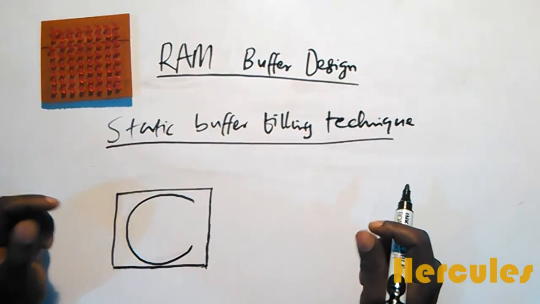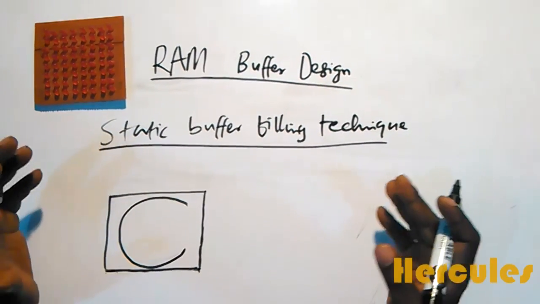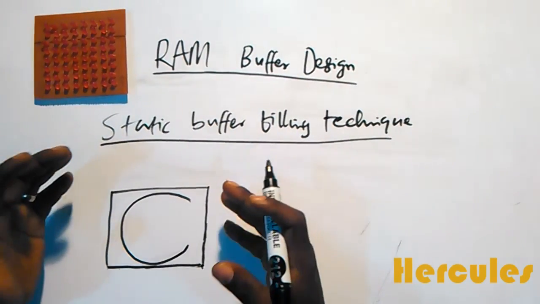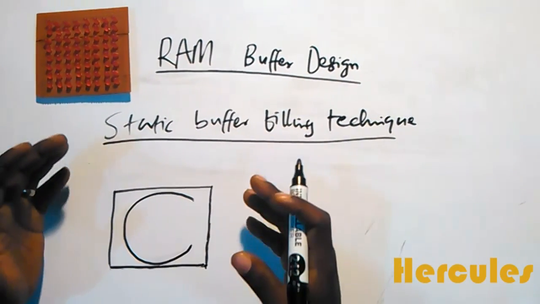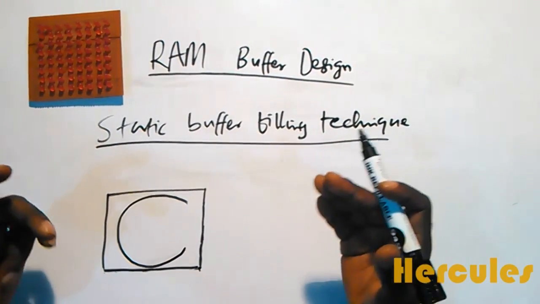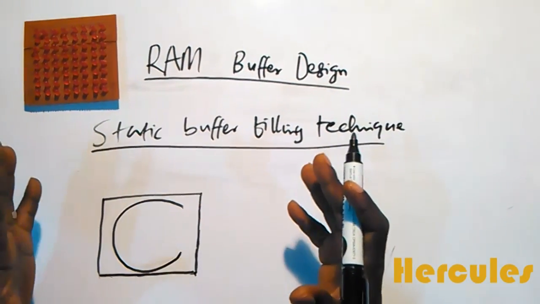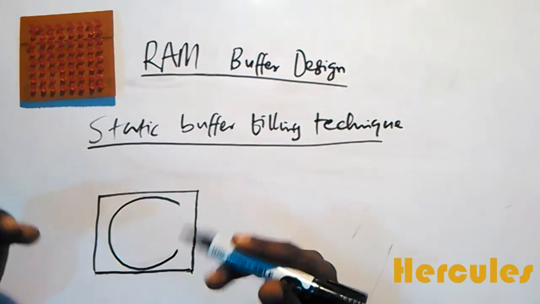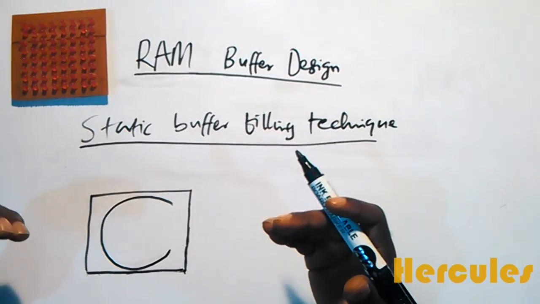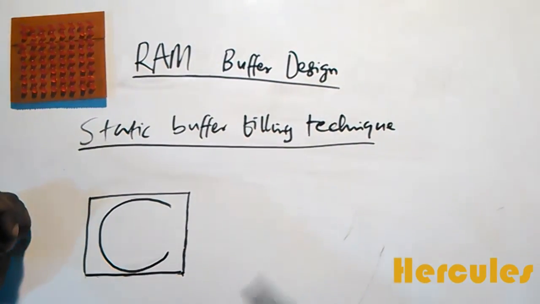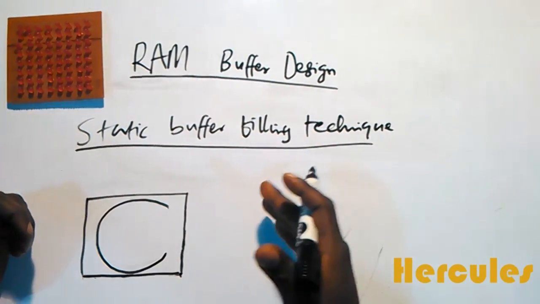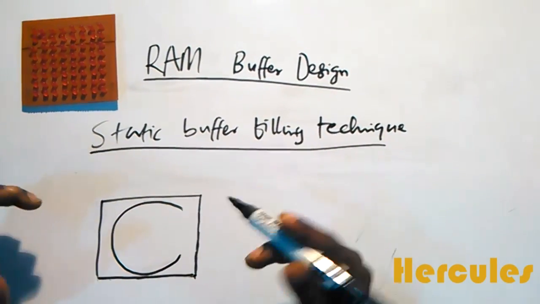Alright, so in understanding a static buffer filling technique, I'll just use a simple illustration using, for example, the character C. And in our previous tutorial, tutorial 5, I'd actually explained how to go about generating our character segment bytes. But it will be done properly in the next part of this video, so you can go through it. But I'll just show you.